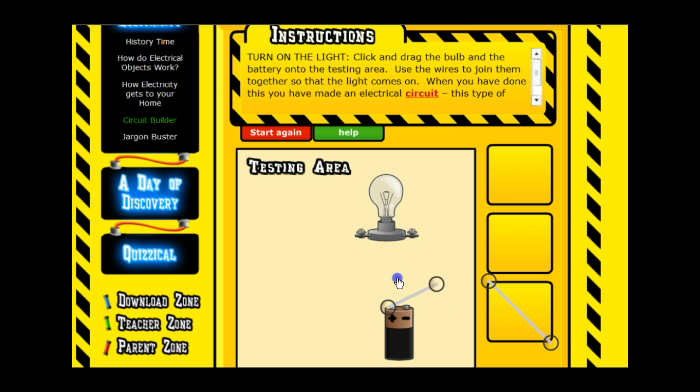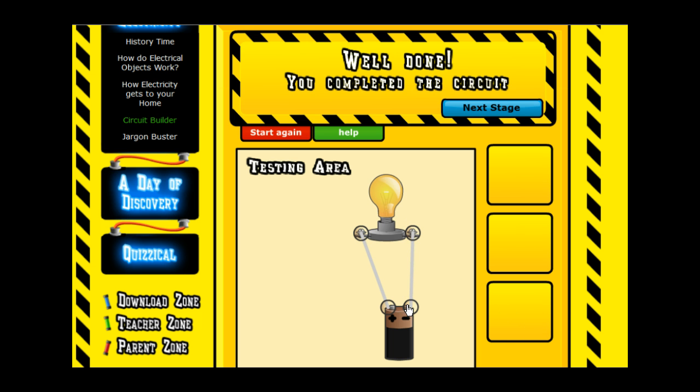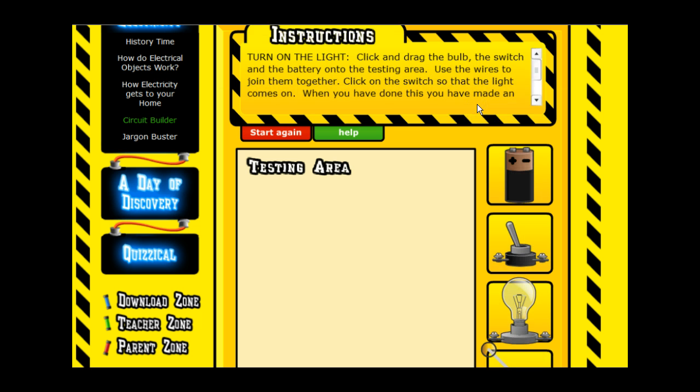So my first wire is going to go from the positive terminal to one terminal of the light. And then it needs to go from the other terminal of the light to the negative terminal of the battery to light up my light. And then it tells me, well done, woohoo, okay. And then I go to the next stage.